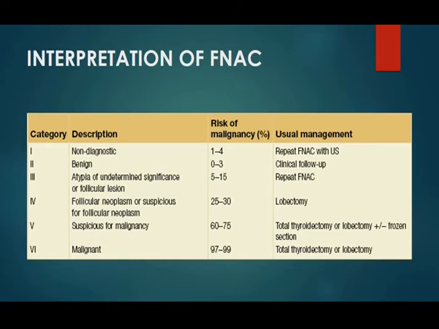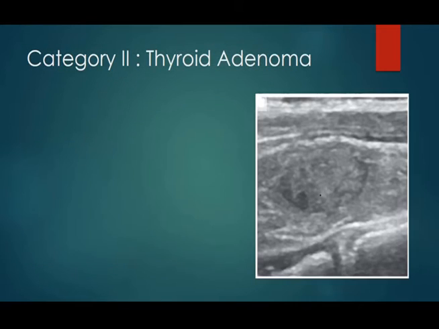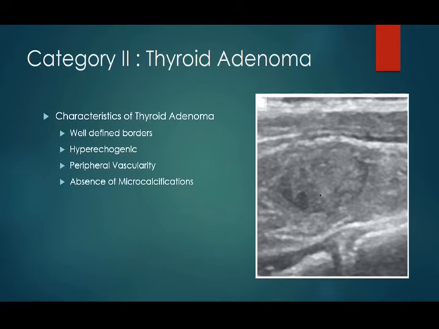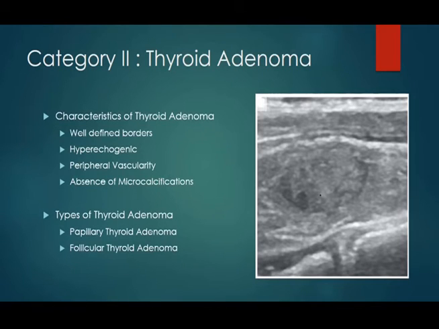Category 6 is when there is confirmation of malignancy. In such cases, total thyroidectomy is performed. As far as category 2, which is thyroid adenoma, is concerned, certain characteristics of thyroid adenoma are well-defined borders, hyperechogenic peripheral vascularity and absence of microcalcifications, as compared to its carcinogenic or malignant part, which has irregular margins, is tall, hypoechogenic, has increased central blood flow and microcalcifications. Thyroid adenoma can be in the form of papillary and follicular types, with the follicular type most common.